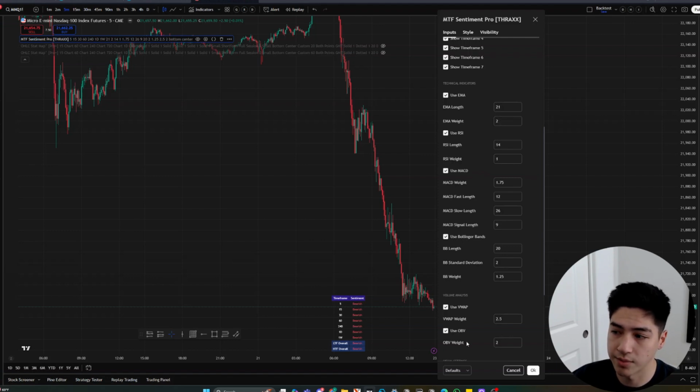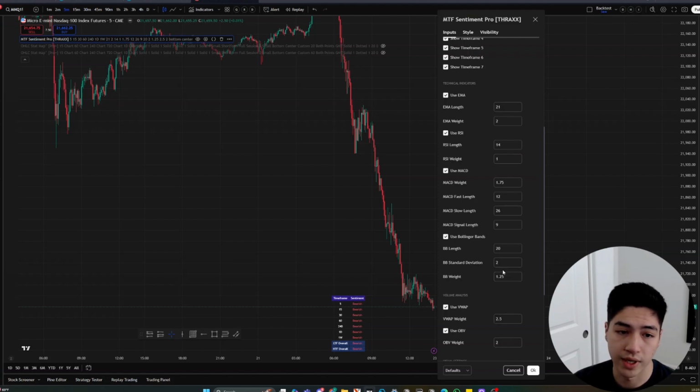I also have my on balance volume set to 2, which is another 20% of the total. The reason I have it set like this is because it helps me validate moves I'm seeing at key levels I'm looking for, and that's just for my strategy, right? I have the RSI weight set to 1, which is lower. And I also have the Bollinger Band weight set to 1.25, which is lower.